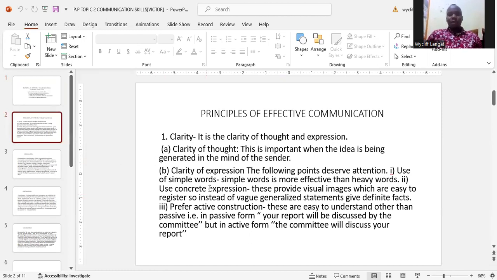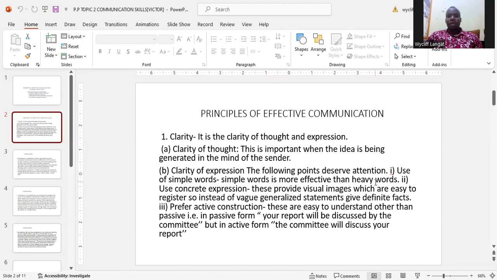Under barriers, we have principles of effective communication. For effective communication, there must be principles. Number one, clarity. It is the clarity of thought and expression. Clarity of thought is important when the idea is being generated in the mind of the sender. We have also clarity of expression. The following points deserve attention.